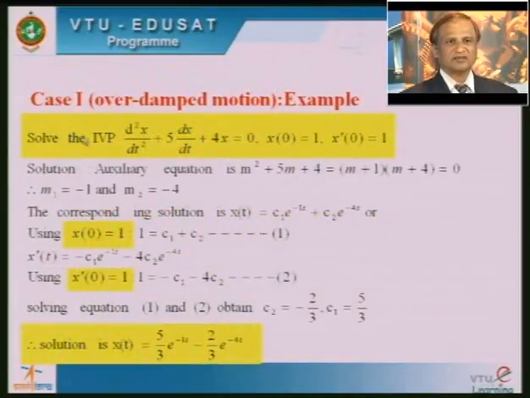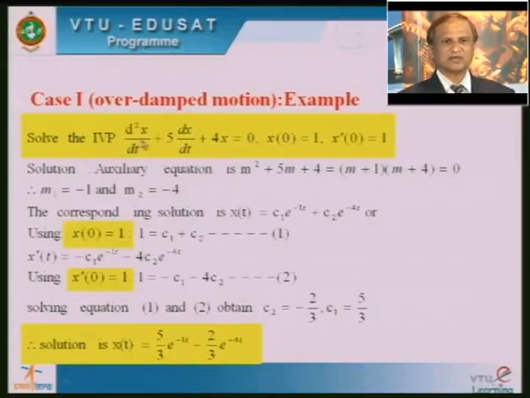Okay. Now I have planned to solve one such example. Solve the initial value problem d square x upon dt square plus 5 dx by dt plus 4x is equal to 0, with the initial conditions x of 0 is equal to 1 and x prime of 0 is also equal to 1. So friends, it is much like the earlier example. Now we are observing a new term, namely 5 times dx by dt.